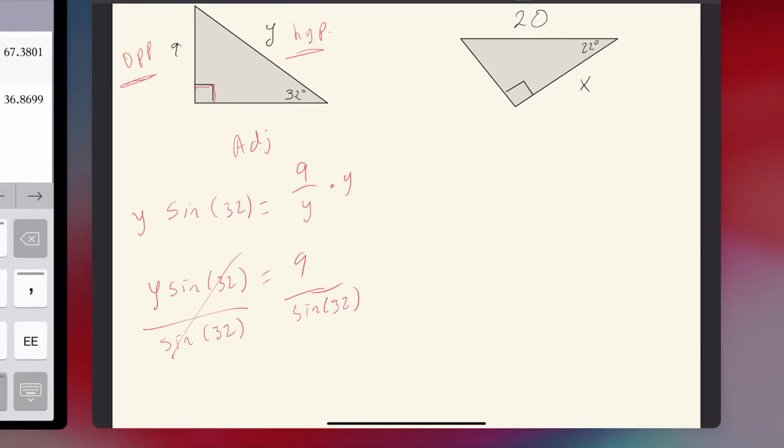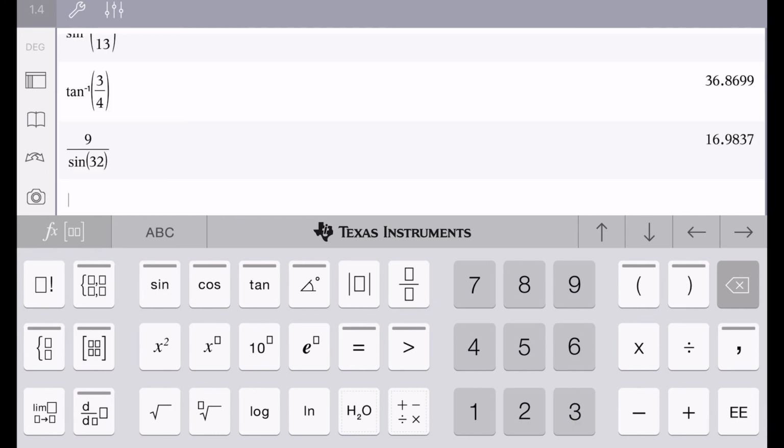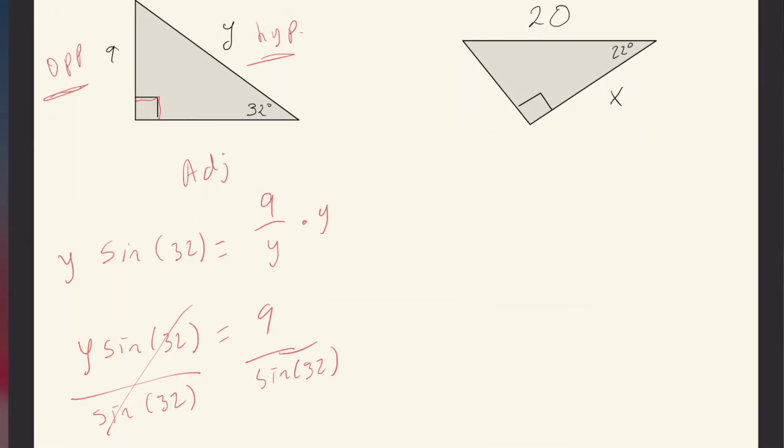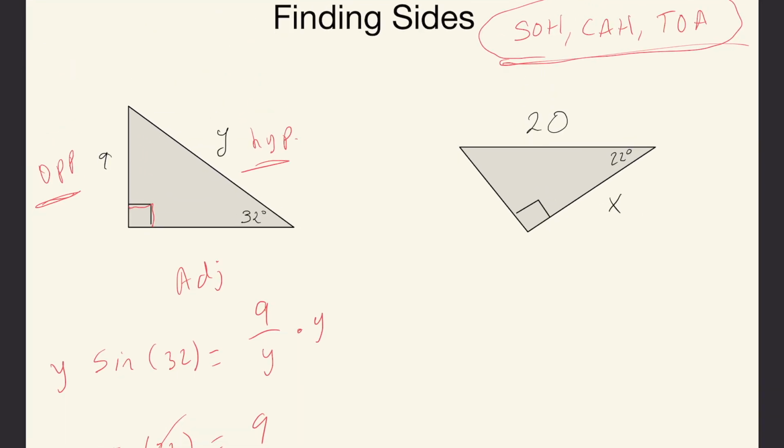I'm going to go to my calculator and just do 9 divided by the sine of 32. So 9 divided by the regular sine of 32. Enter. Now I know that my side measures 16.98. I'm not going to put a degree symbol because I'm not talking about an angle, I'm talking about a side. So I'm just going to say units. If they do happen to give you meters or feet, then it will be the same as the one with the opposite side.